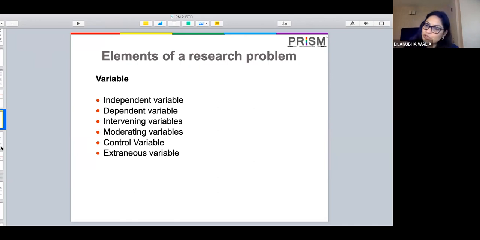The last one is the extraneous variable. It is referred to as a factor in the environment which may have an effect on the dependent variable but cannot be controlled by the researcher. So, some things in our life we don't have control over. So those are extraneous variables. Okay, they can be harmful and dangerous too. Let me be very candid and put it here.